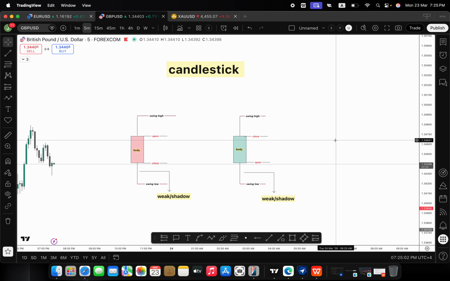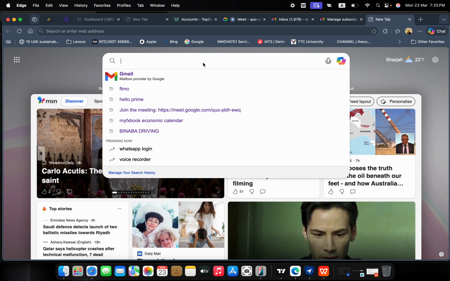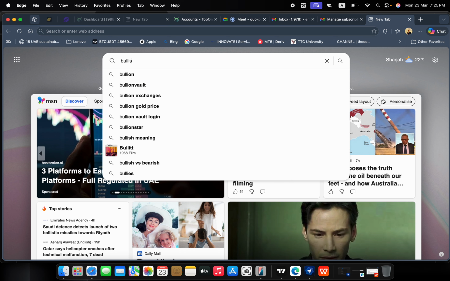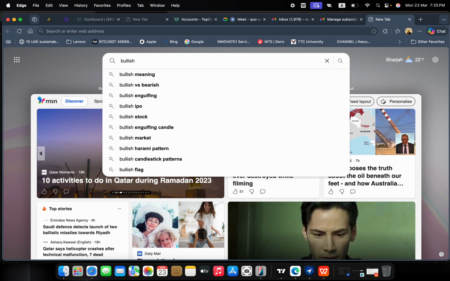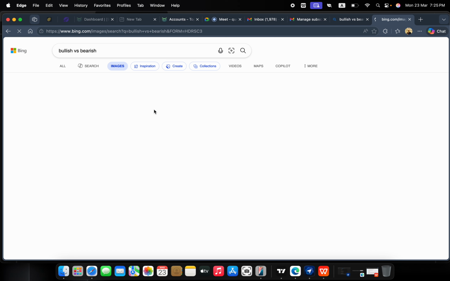Now, these two candlesticks have a name. This is a bearish candlestick and this is a bullish candlestick. I'm going to explain. When you see a trader telling you that the market is bullish, right? What the trader is trying to say is that the market is trending to the upside.